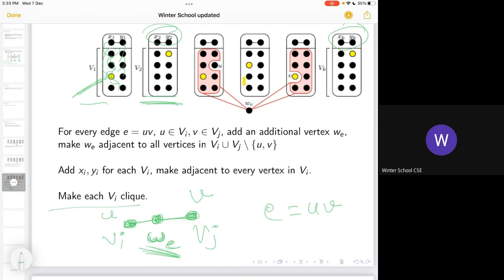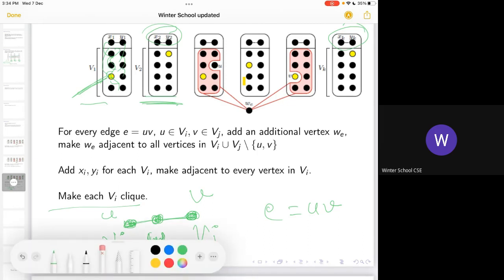Yes, we are forced to pick from the Vi's, firstly because of budget, and secondly because of Xi, Yi. Right, I missed this part. Sorry, I think I made a mistake in stating the construction. We are not making We adjacent to both the endpoints. We are making it adjacent to everything except the endpoints. Sorry about that confusion.